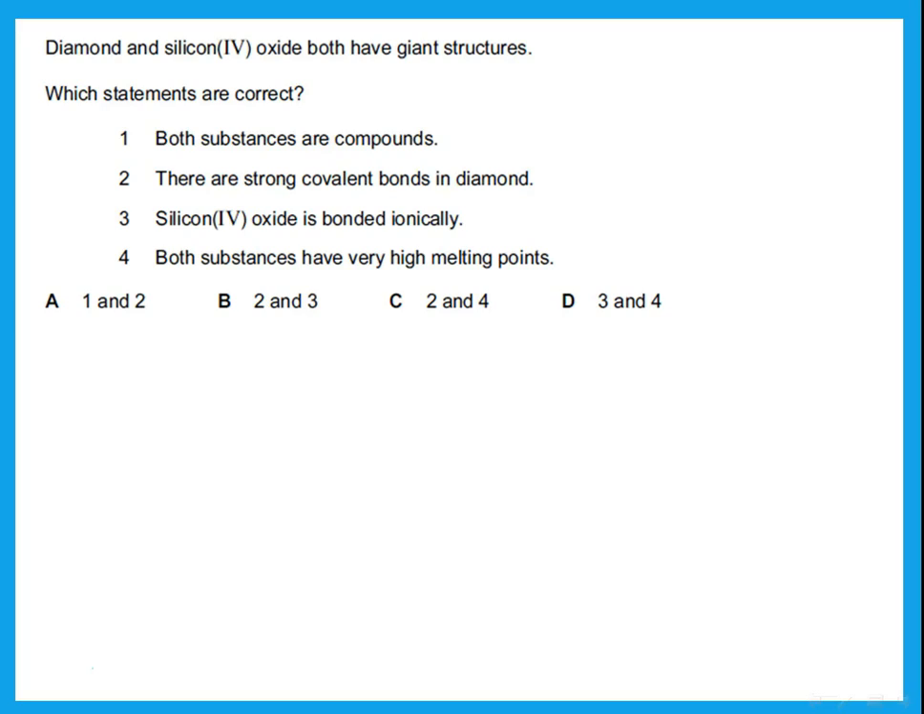Both substances are compounds. We said no. Diamond is not a compound, it's only made of carbon, so actually diamond is an element. There are strong covalent bonds in the diamond. Yes, there are strong covalent bonds in the diamond because we have strong covalent bonds between the carbon atoms. Silicon oxide is bonded ionically. No, of course not. Silicon oxide has covalent bonds between the silicon and the oxygen. So that is wrong. Both substances have very high melting points, yes, because they are both giant. So the answer is 2 and 4, which is C.